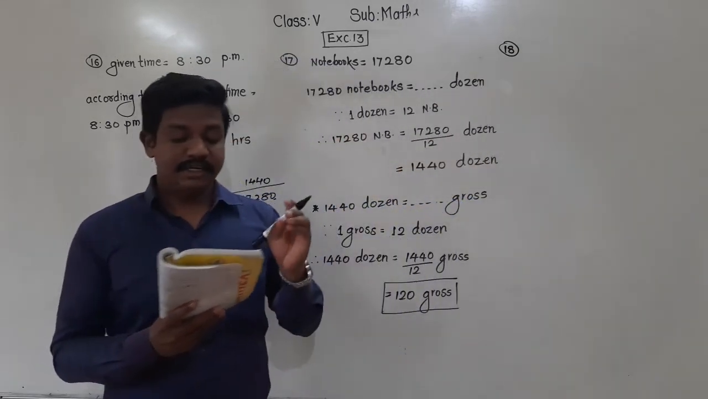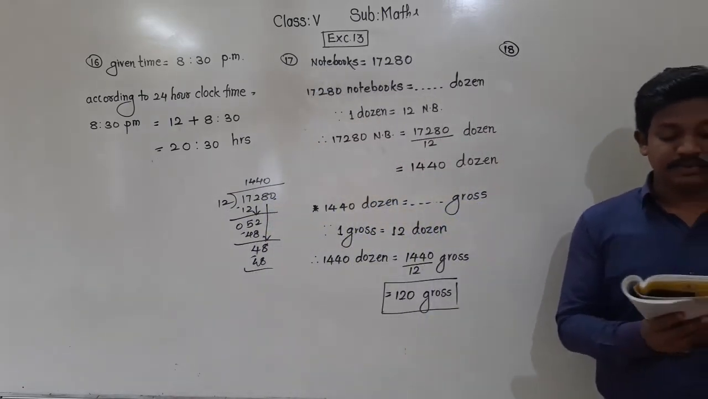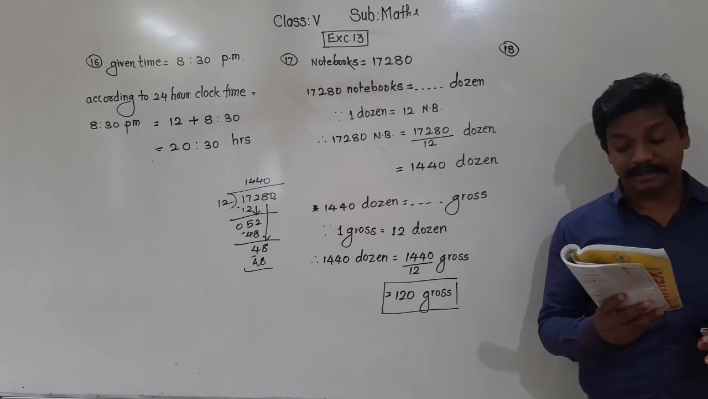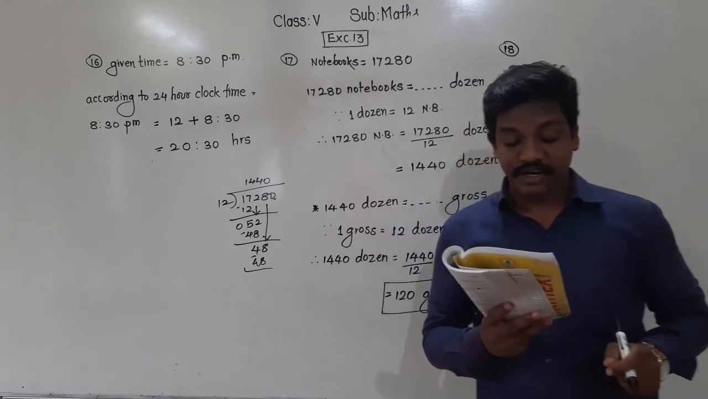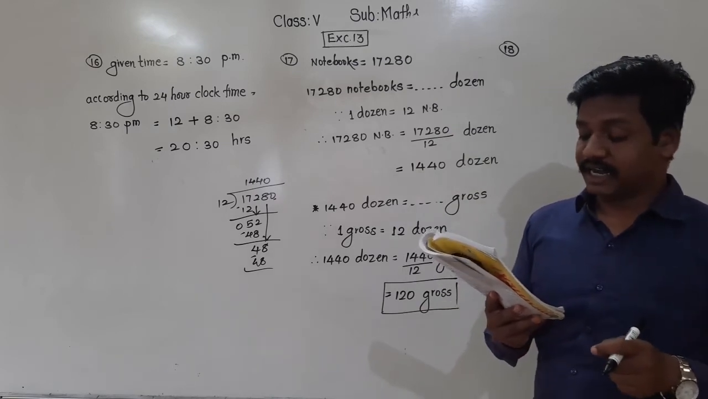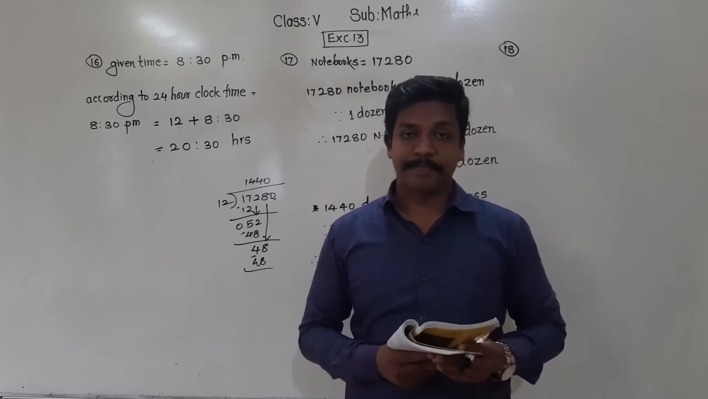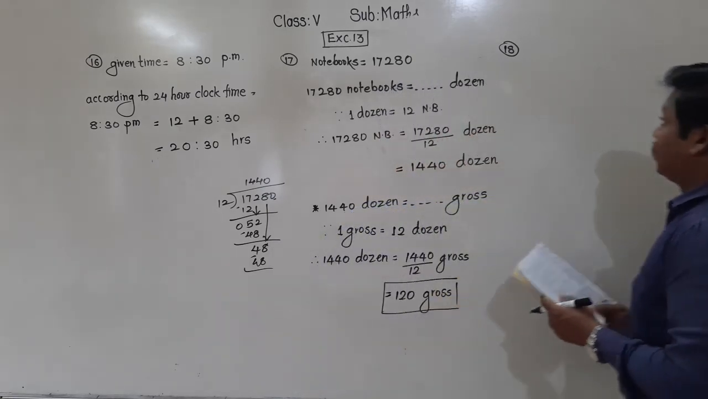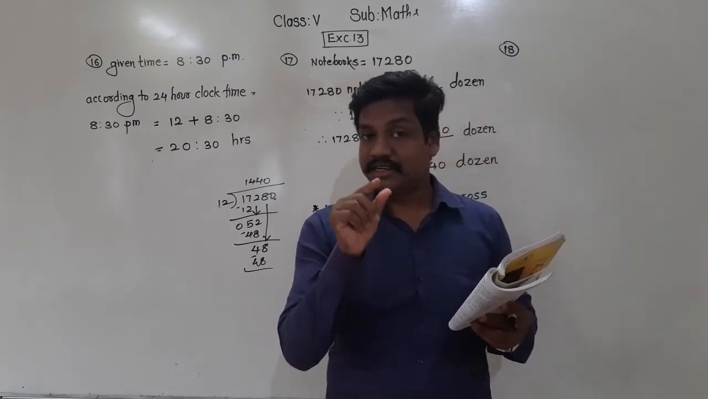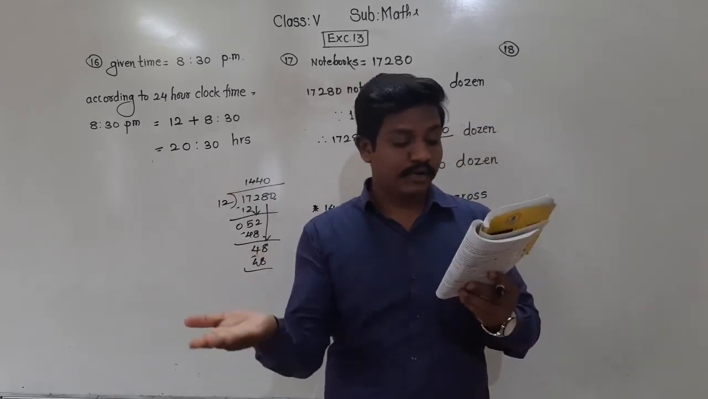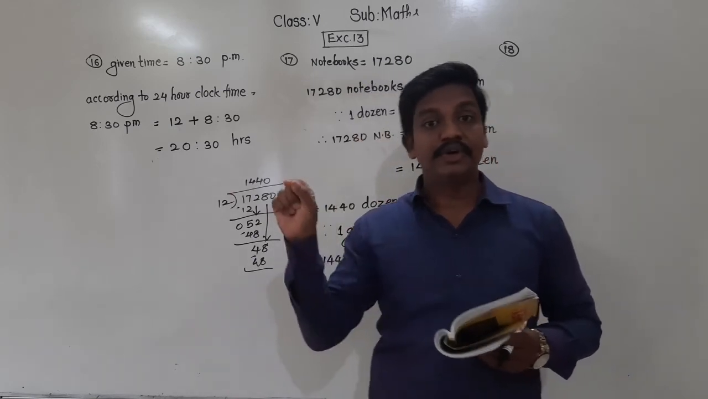A bus leaving Pune at 1:20 p.m. reaches Lonavala after 1 hour 45 minutes. Calculate the time in 24-hour clock time when it reached Lonavala. Okay, so see here, duration of that bus, the time taken by the bus to reach Lonavala from Pune, it is given here. See, they have given leaving time and duration.